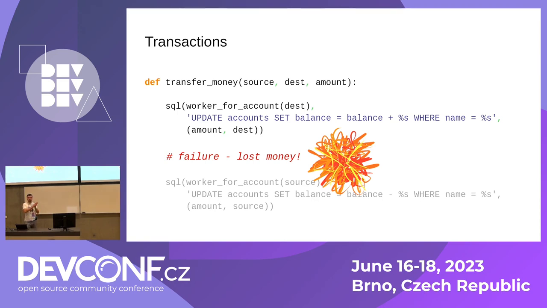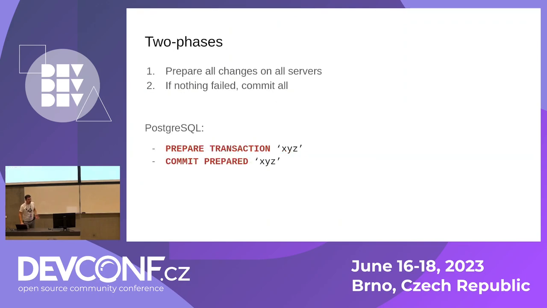In plain Postgres, if you would have just one server, you would insert begin and commit to wrap those two commands in a transaction, and it either happens all the way or doesn't happen at all. And this is something we want to do across the service. Luckily for us, Postgres has a feature that supports exactly this use case.